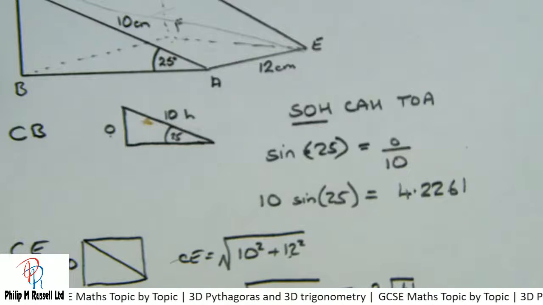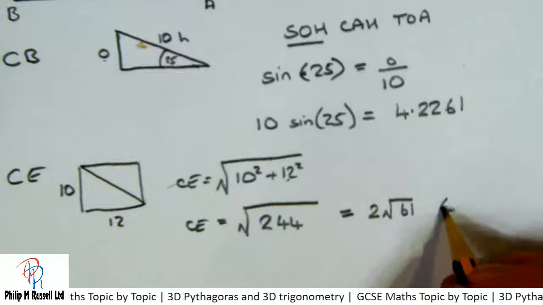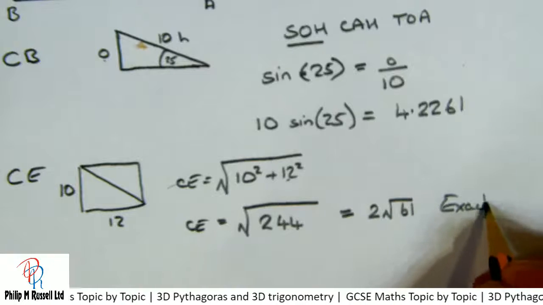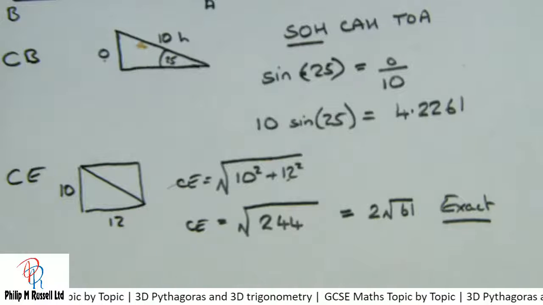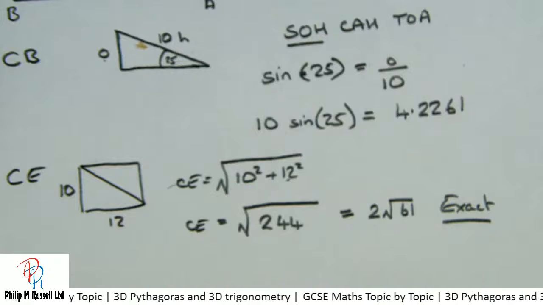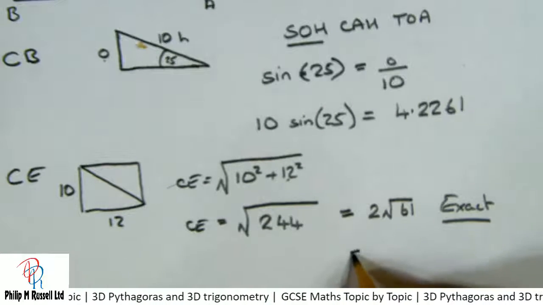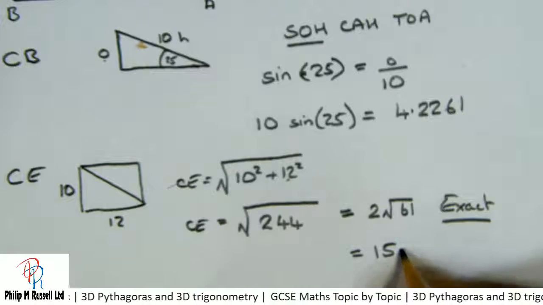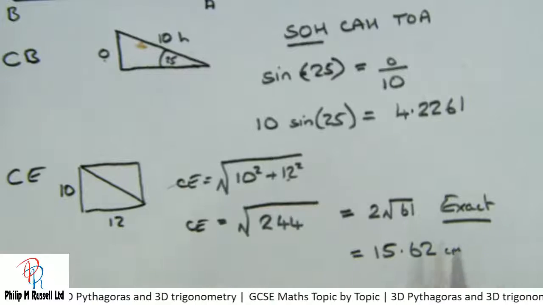They could ask you a nasty question where they say, give me an exact length. And if they ask for it as an exact length, then there would be your answer. If they don't ask for your exact length, then it's probably best to give it as 15.62 centimeters.